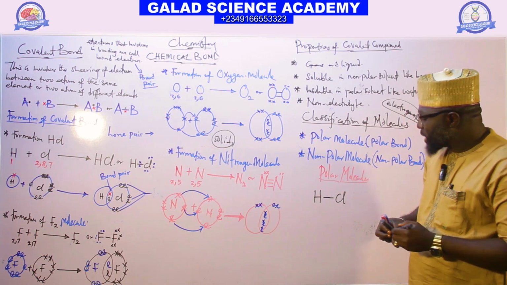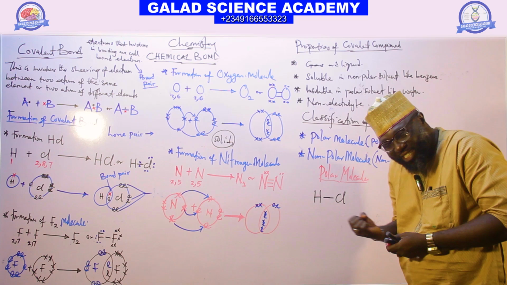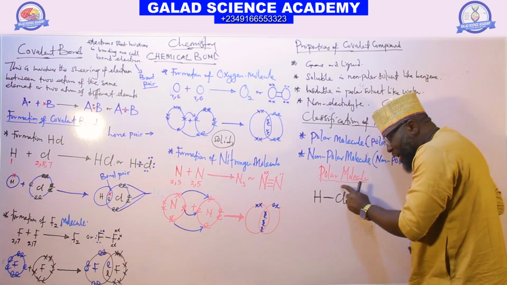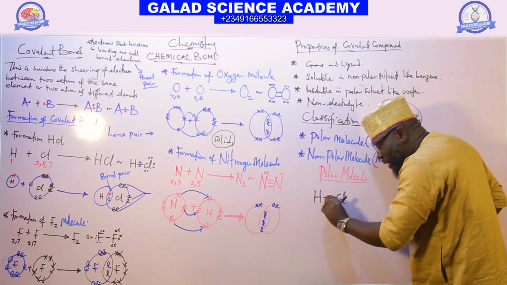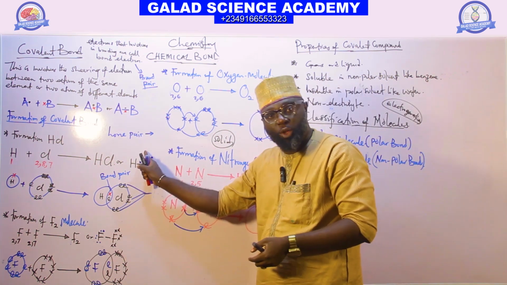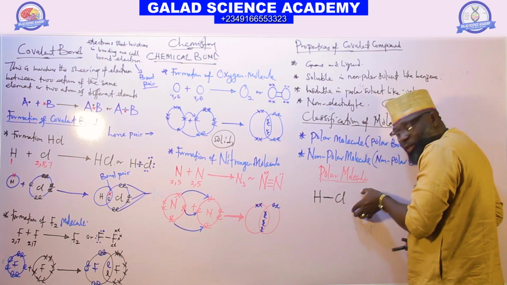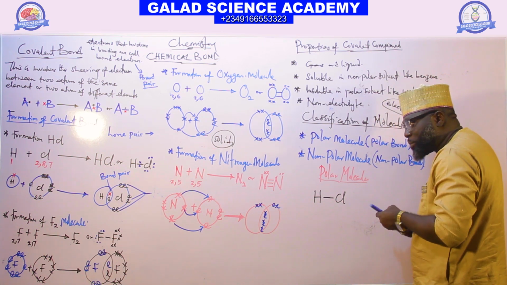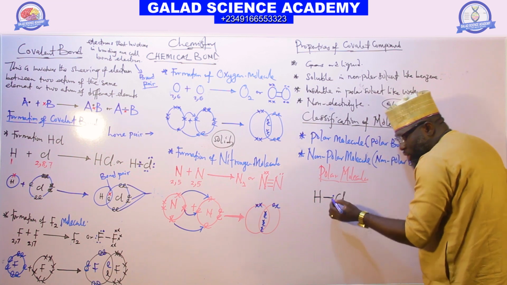What is the meaning of electronegativity? It is the tendency of an element to attract electrons toward itself. And this chlorine is more electronegative than the hydrogen. Therefore, this bond electron we have here is supposed to be at the middle. But because of the electronegativity power of this chlorine, it will shift the bond electron toward itself.